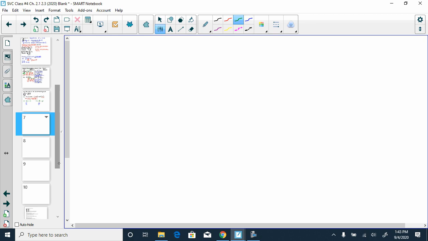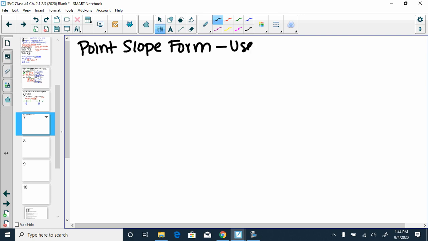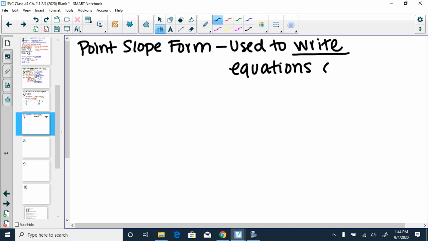All right. The next formula. The right point slope form. I'll write the formula, I guess. Used to write equations of lines.